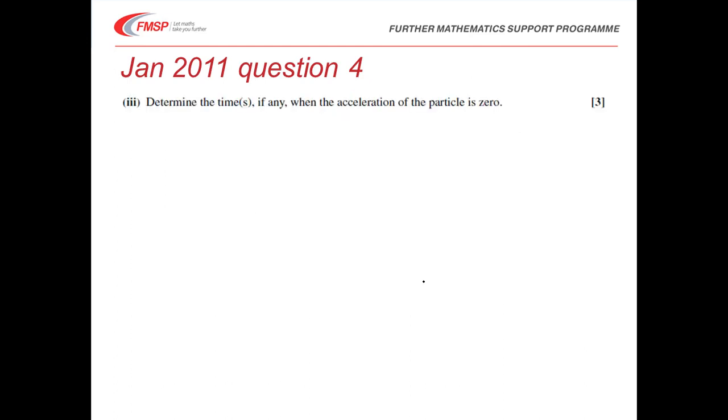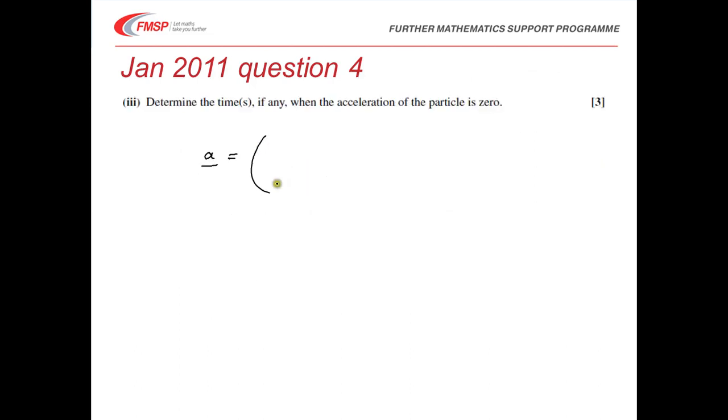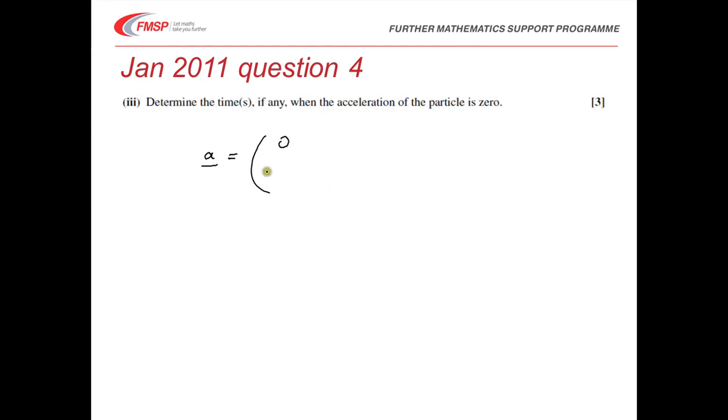Moving on to part 3, we have to determine the times, if any, when the acceleration is 0. So we have to work out the acceleration vector. Just going back to the previous slide, remember from velocity we differentiate to get acceleration. So differentiating 8 gives us 0. And then differentiating this y component here, we're going to get 20 minus 12t. Now, because it was always going at a constant speed of 8 in the east direction, then the acceleration horizontally or in the east will always be 0.